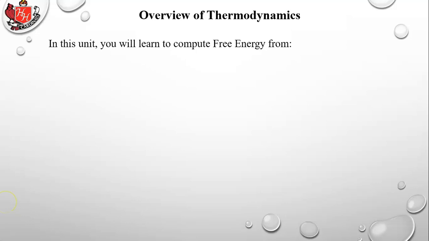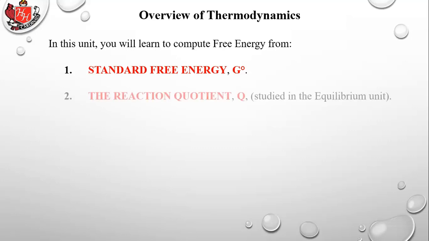Okay, in this unit, you will learn to compute free energy from the standard free energy, which is G with a little circle up above. That just means the free energy that will occur at certain temperature conditions. Also from the reaction quotient Q. We studied about that in the equilibrium unit. Q was a number that you get by plugging in the current concentrations of the products and reactants into the law of mass action for equilibrium.